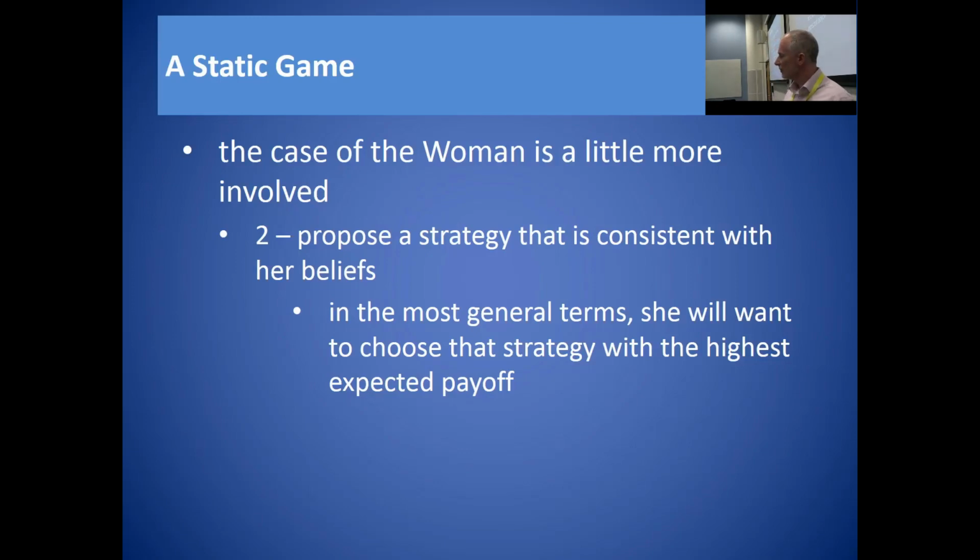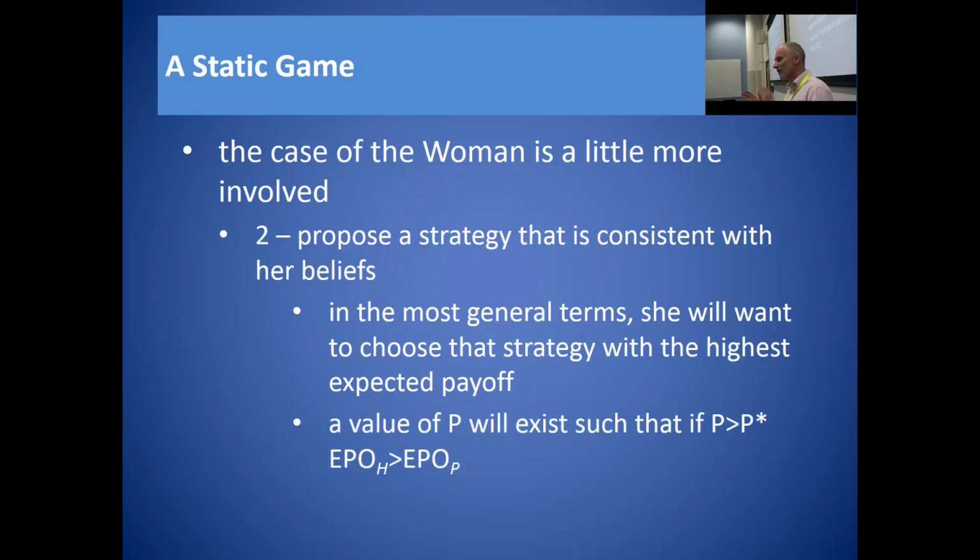So, that's what we need to do then. Identify, in the most general terms, the strategy with the highest expected payoff. Now, we've introduced this idea of P. That was the probability that the woman expects the man to be a party lover. There will exist a certain value of P such that if P is greater than a crucial value we'll define as P star, the expected payoff of going to the hotel is greater than the expected payoff of going to the party.